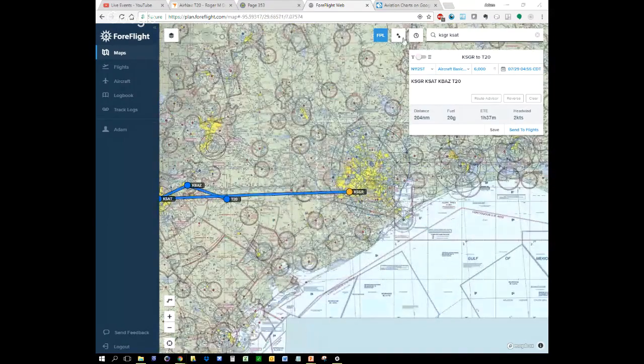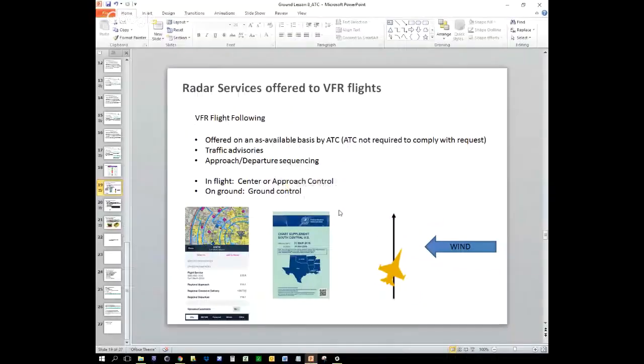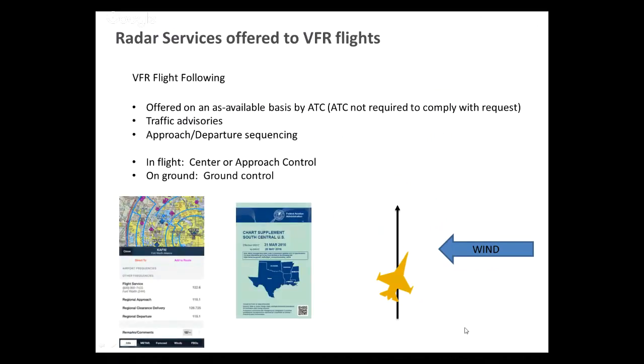So again, VFR flight following is a very good, essential method of obtaining air traffic control radar services as a VFR pilot. If you're on a cross-country flight, it's definitely recommended. Air traffic control definitely wants to talk to you. They want to make sure you're part of the known identified traffic on their radar scope.